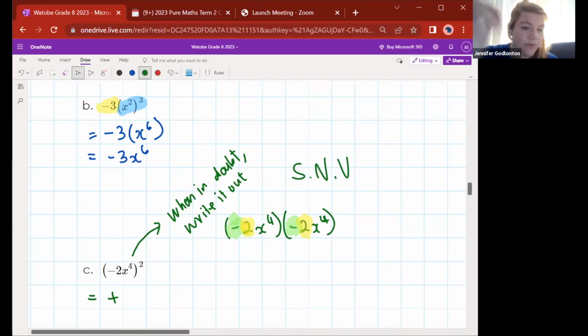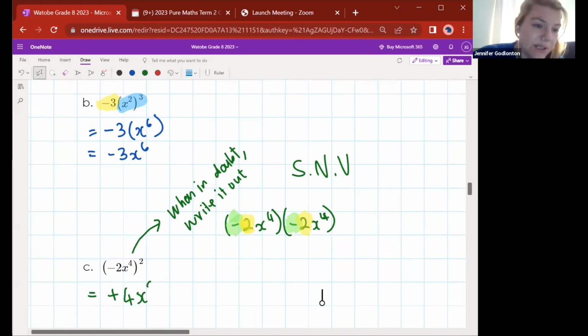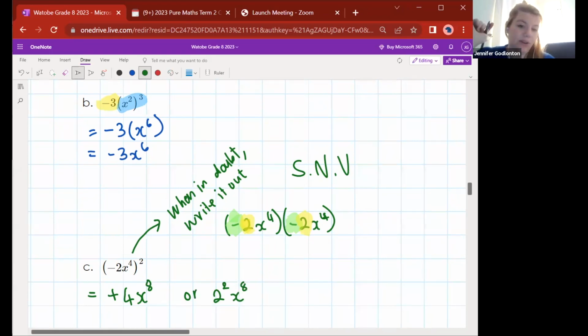Four. Okay, so if you wrote it as 4 or if you wrote it as 2 squared, I would be happy. And all of you had your answers for your x's, beautiful, x to the power of 8. That was 100% right. So you could write this two ways. You could write it as 4x to the power of 8, or you could have written it as 2 to the power of 2, x to the power of 8, and I would have also given that mark.